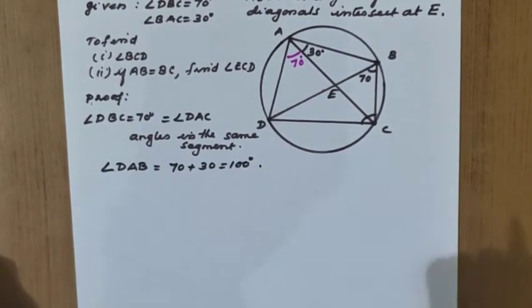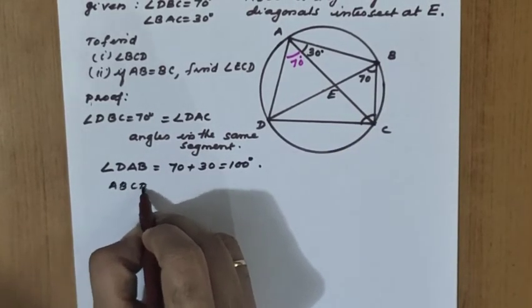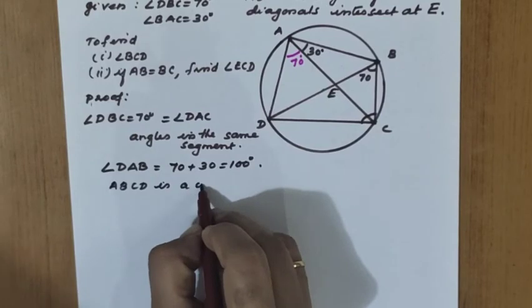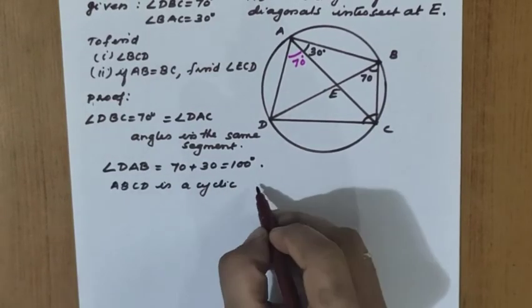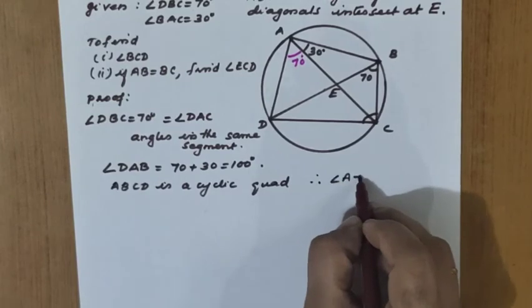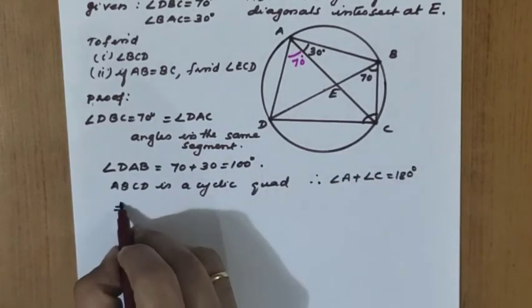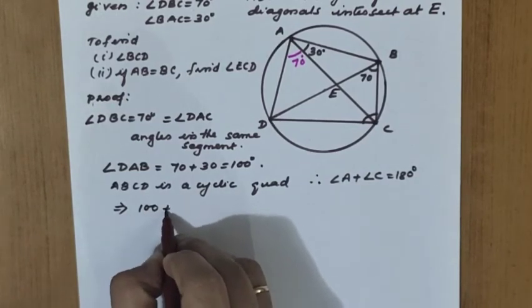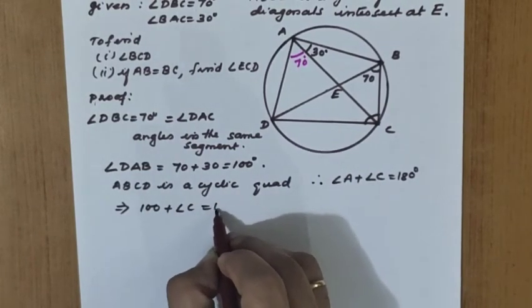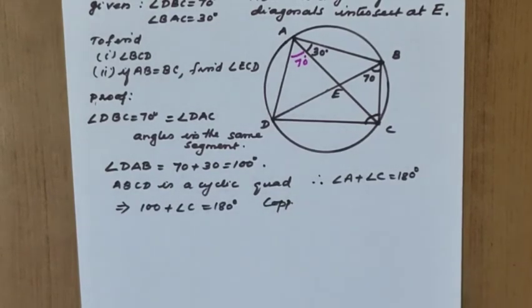Now ABCD is a cyclic quadrilateral, it is given in the question. Therefore, angle A plus angle C equal to 180 degrees, implies 100 plus angle C equal to 180 degrees. So opposite angles are supplementary.